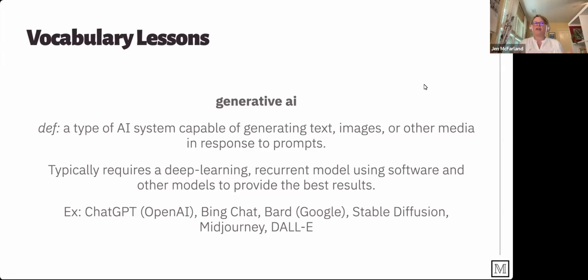So again, these are very large deep learning models, recurrent models, and examples are ChatGPT, which you've probably heard of, that's managed by OpenAI, Bing, coming out of Microsoft, Bard from Google, Stable Diffusion, Midjourney, and DALL-E are all tools for image generation.